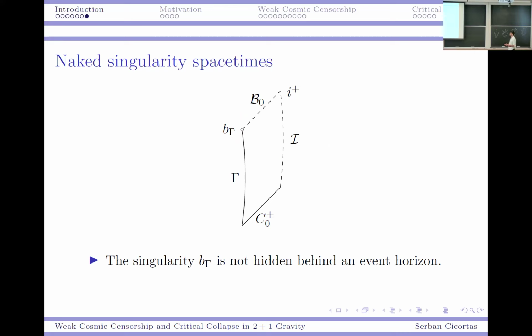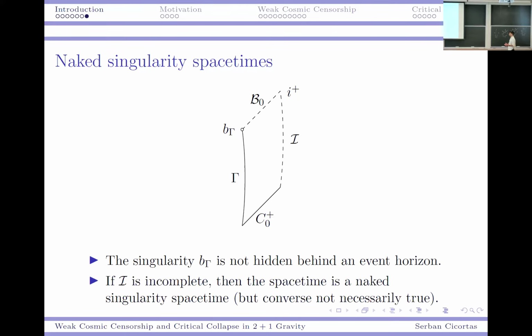I also want to make a remark about a different definition of naked singularity spacetimes, which is also very common in the literature, which says that if null infinity is future incomplete, then the spacetime has this Penrose diagram, so it is a naked singularity spacetime. But the definition of naked singularity spacetime that I have is a bit more broad, and I really want to allow any spacetime that has this Penrose diagram. So in particular, I can also allow spacetimes that have this Penrose diagram and have a complete null infinity.